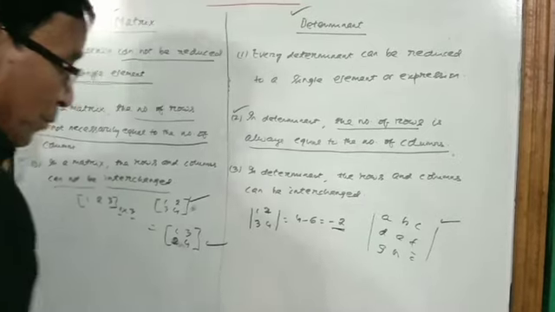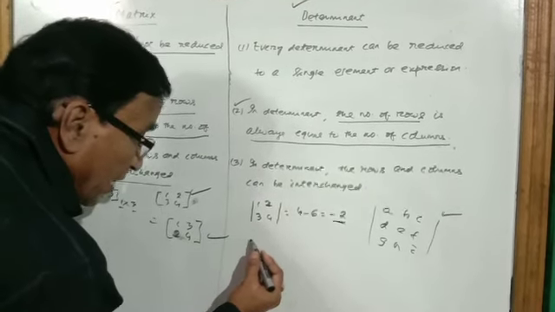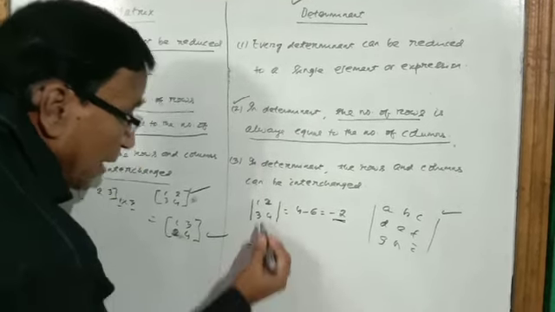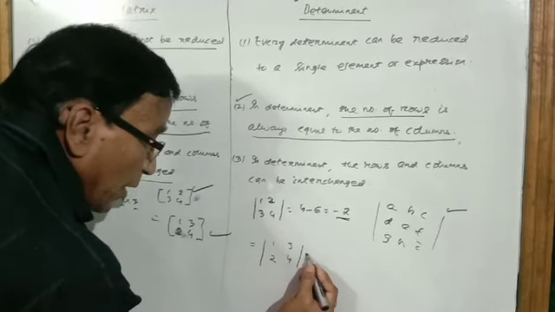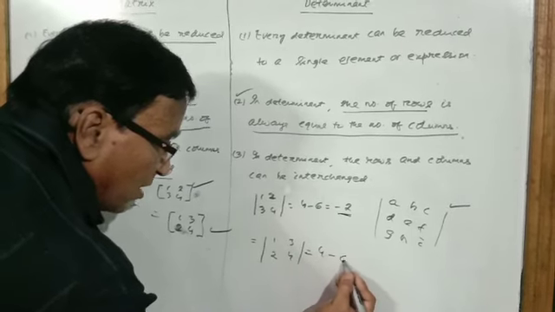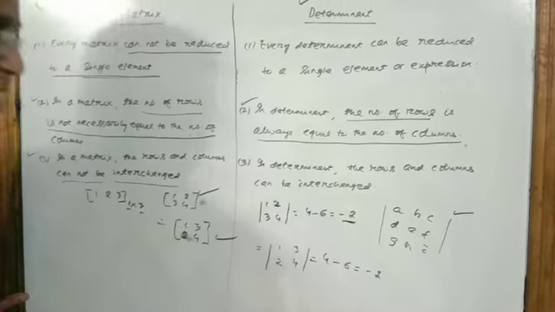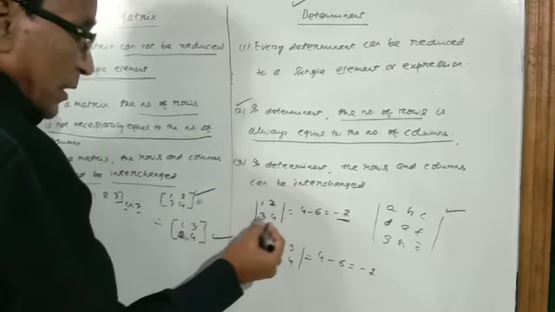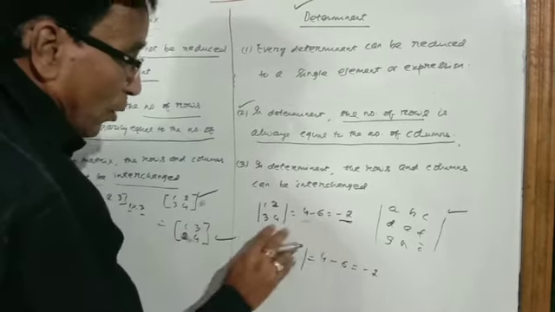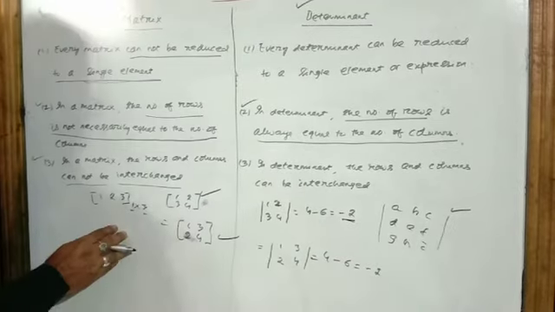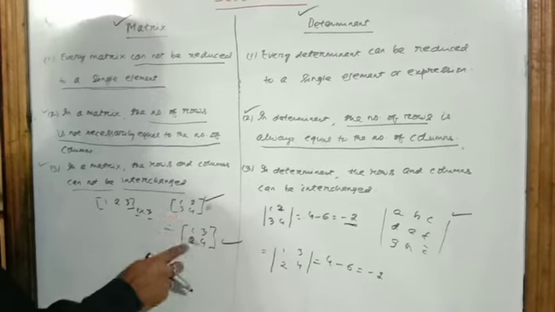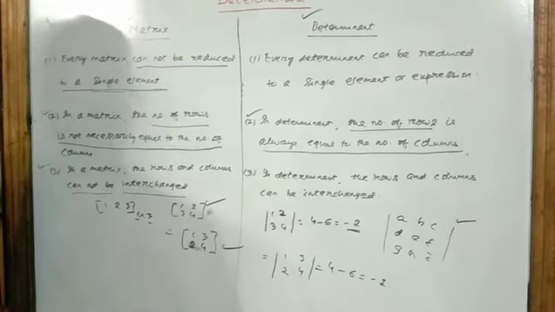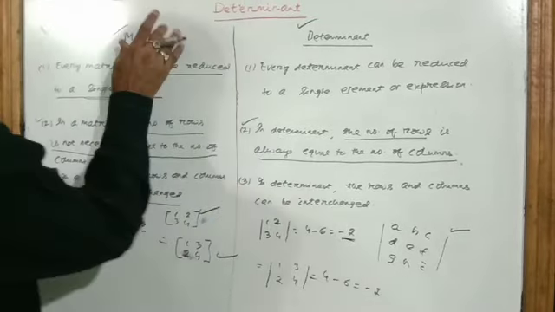But in case of determinant, if we interchange the rows into columns, that means the first row becomes the first column, 1, 2, the second row becomes the second column, 3, 4. So its value is also equal to 4 minus 6, which is equal to minus 2. That means in a determinant, if the rows and the columns are interchanged, then the value will remain the same, but in case of matrix it will not. If we interchange the rows and columns, that will be a different matrix. So this is the difference between matrix and determinant.